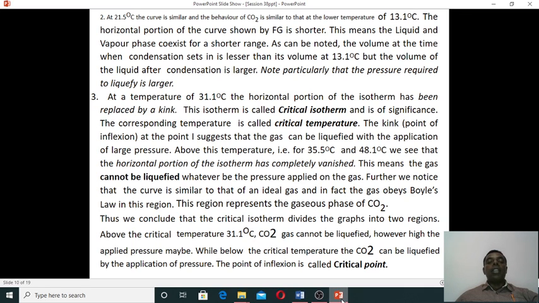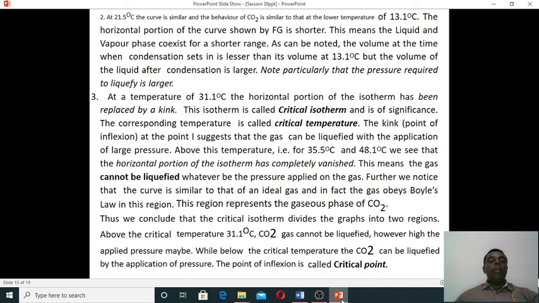This means that the gas cannot be liquefied whatever be the pressure applied on the gas. Further, we notice that the curve is similar to an ideal gas. In fact, the gas is obeying Boyle's law in this region. This region represents the gaseous phase of carbon dioxide. Thus, we conclude that the critical isotherm divides the graph into two regions.